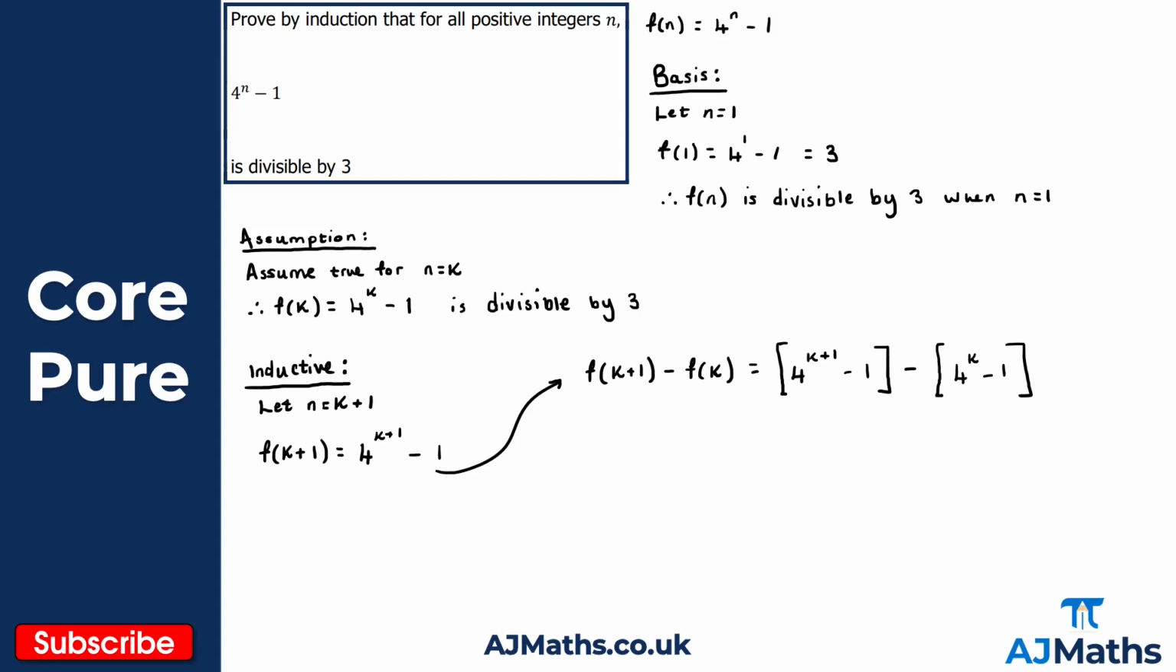So that's f of k plus 1 minus f of k. What I'm looking to do then, like I said, is show that this difference here is also divisible by 3. Okay. Well, the first thing that I notice here is minus 1 minus minus 1. Well, they'll cancel because that's the same as minus 1 plus 1. So they'll cancel like so. And what I get left with then is 4 to the power of k plus 1 minus 4 to the power of k.